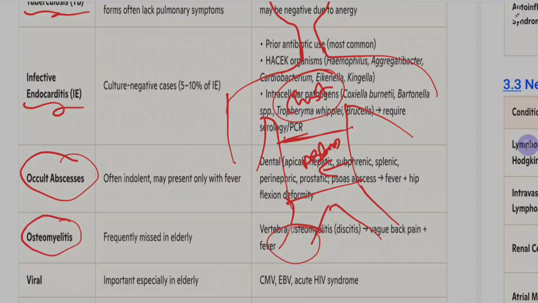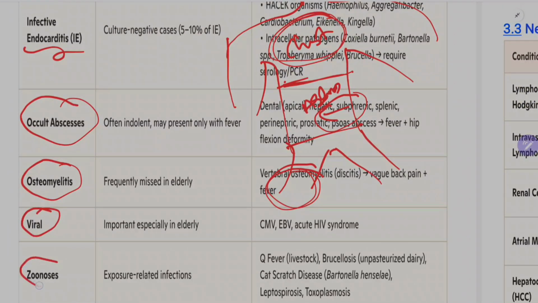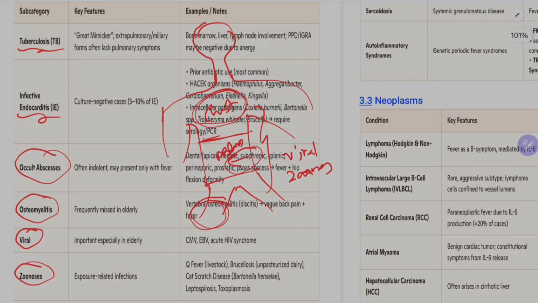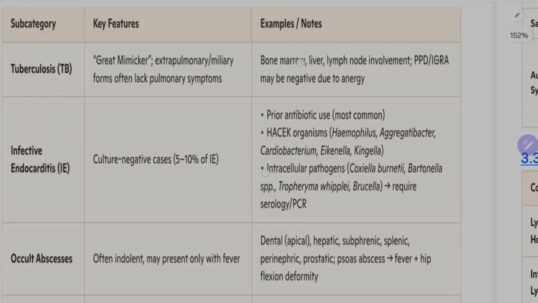Osteomyelitis in limbs. Okay, so if you remember this imagination of a human in your mind, there is the chest cause, abdominal cause, and the limb cause. Then come the two other causes, viral causes and zoonosis. Chest, abdomen, limb, and viral and zoonosis. So these are the common infectious causes of fever of unknown origin, FUO. Now let us look at them one by one.